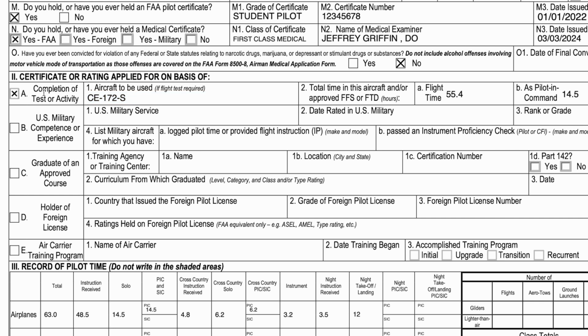Okay, so we're using the completion of a test or activity. We're going to click that, and we're going to state what aircraft are going to be used. That's the aircraft that you're going to use on the day of your check ride. So in this case, this individual is going to use the Cessna 172-S model, and it states the total flight time they have in that model aircraft, and then the total pilot in command time, PIC time, that they're going to have in that specific Cessna 172.